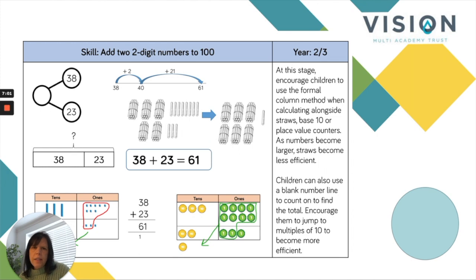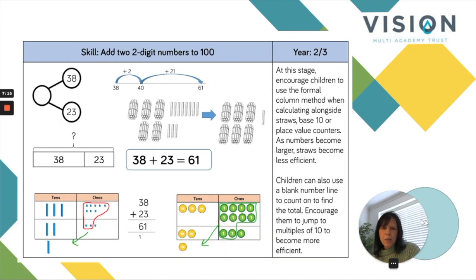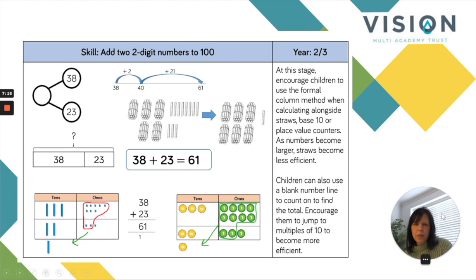Okay, year 2 to 3. At this stage, encourage children to use the formal column method when calculating, alongside, again, these pictorial representations, as we have been doing. Children can also use a blank number line to count on to find the total. Encourage them to jump to multiples of 10, just like we said before.